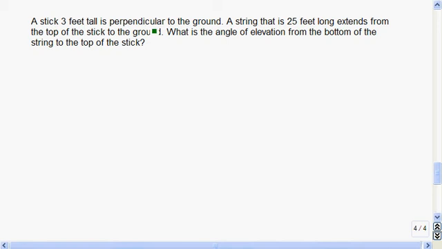Okay, here we have a stick that's 3 feet tall and it's perpendicular to the ground. It's sticking in the ground, and the 3 feet tall is how far out of the ground. A string is 25 feet long and it extends from the top of the stick to the ground. So here we have our stick, and let's say this is the ground. Suppose we have level ground, and the stick here is perpendicular to the ground, so that's going to be a right angle, and it's 3 feet tall. Then we have a string that goes from the top of the stick all the way down to the ground, and the string is 25 feet long.